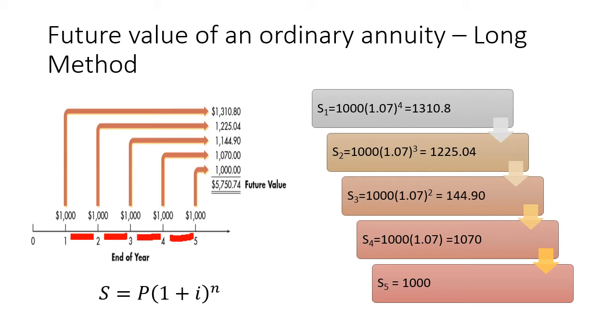But this method takes time, so it's called the long method. Fortunately, we have an equation by which we can find the future value of an ordinary annuity in one step. But we have one condition to apply these equations: the deposited amount must be equal.